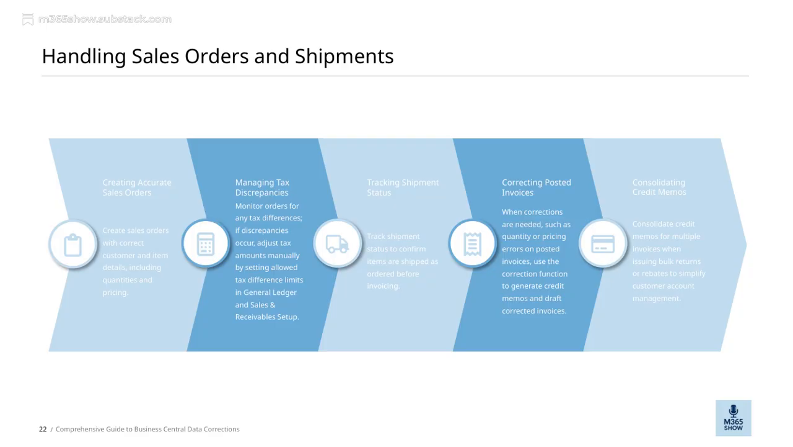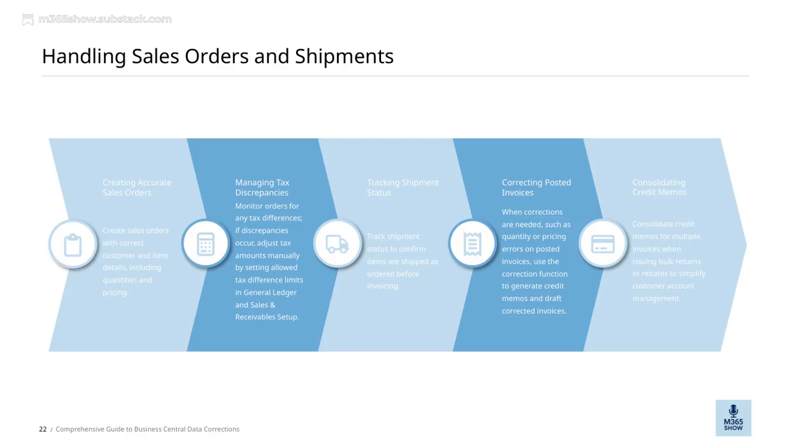Tracking shipment status is another key point. You want to confirm that items are shipped as ordered before invoicing. This helps prevent billing errors and ensures your customers receive what they expect on time. Managing tax discrepancies is also crucial. Sometimes, there are differences in tax calculations between the system and the actual transaction. In such cases, you can manually adjust the tax amounts by setting allowed tax difference limits in the general ledger and sales and receivables setup. This keeps your financials aligned and compliant.